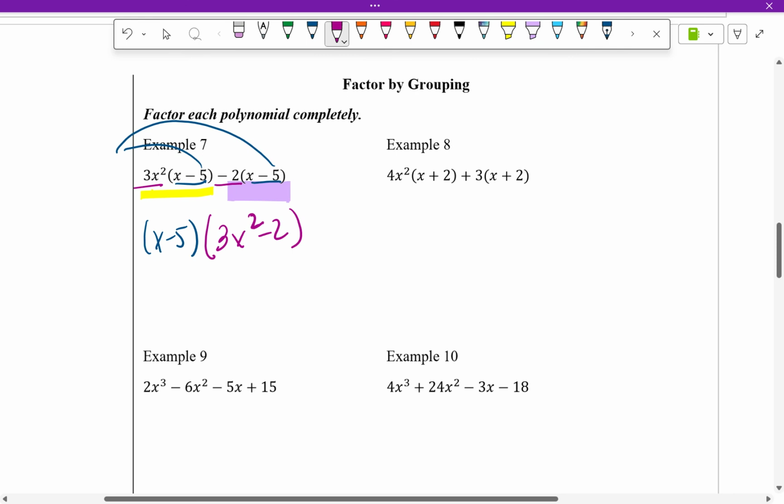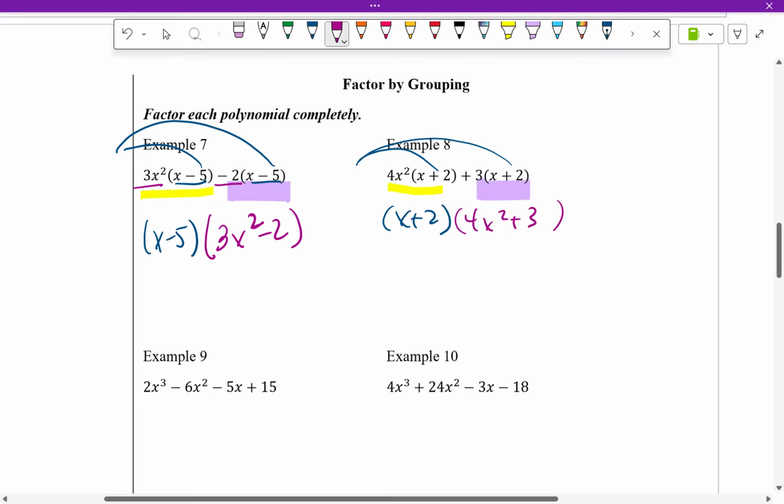Okay, let's take a look. So I have my yellow group and my purple group, right? What's the greatest common factor, the ugly one? x plus 2. How many times do I get to write that out front? Once. Okay, and then what's left behind?